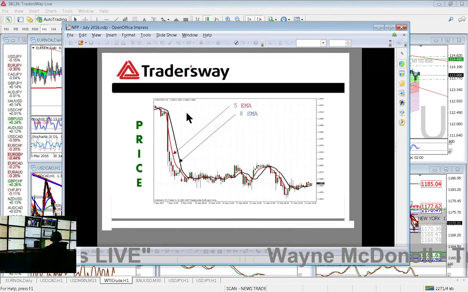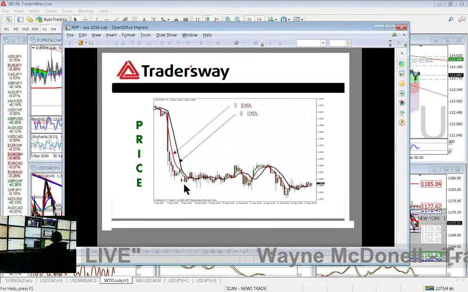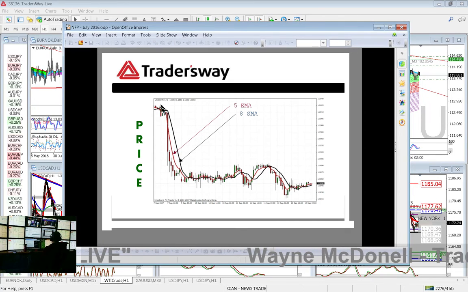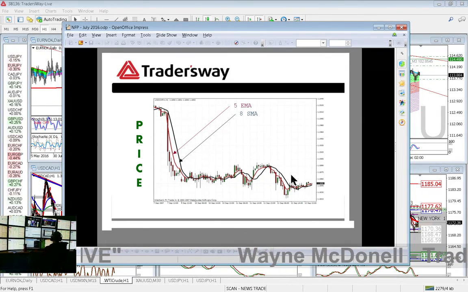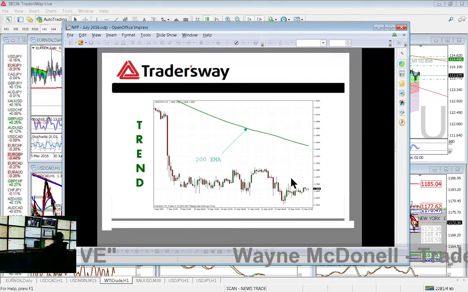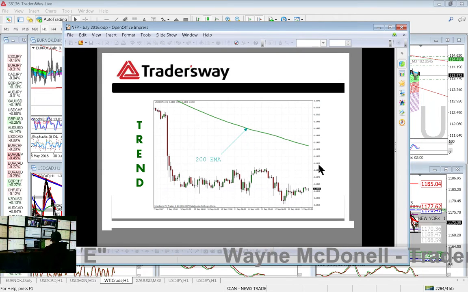Okay. I use 5/8 for price. If the 5 is below the 8, price is falling. I also look at angle and separation. Okay. Market, in this case, price action is moving quickly, then it braids out and consolidates. I use the 200 EMA to represent not just trend, but fair market value.